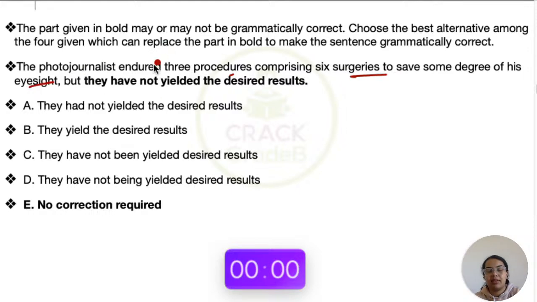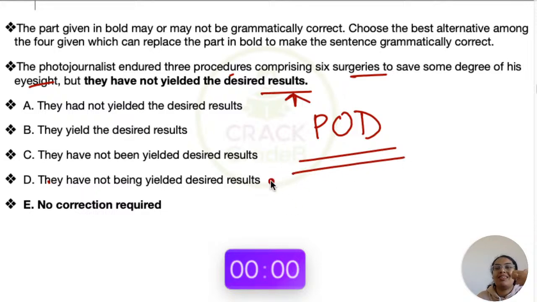So basically, something is happening, but they have not yielded the desired result. See, guys, you can be confused with the word they, but subject है तो they है. Always try to follow the POD formula here, which means point of difference. इधर पे दिमाग मत लगाओ ये दे किसके लिए है. Just to tell you, they surgeries के लिए है. Okay? But they have not yielded. Surgeries have not yielded the desired results. बिल्कुल सही है.